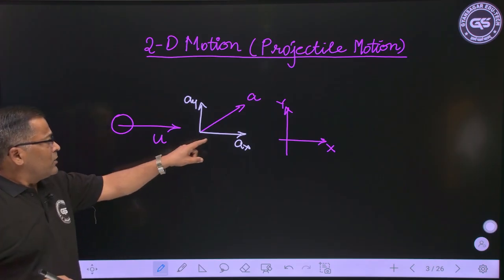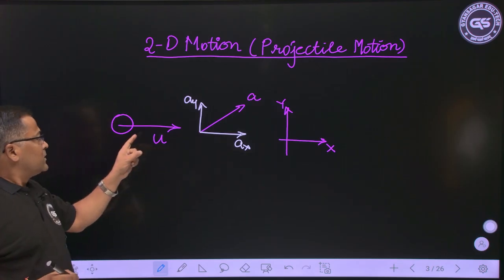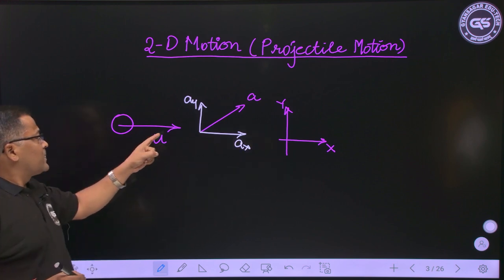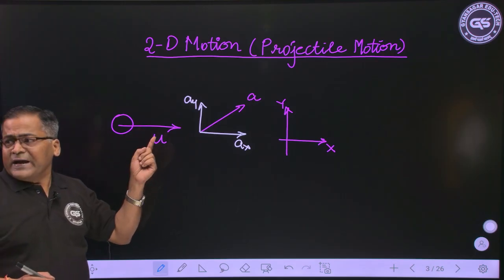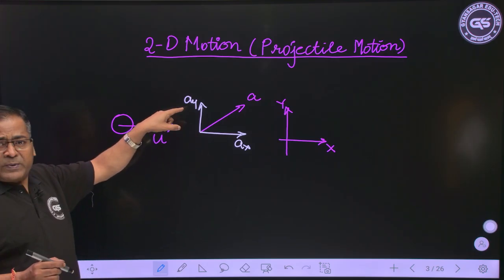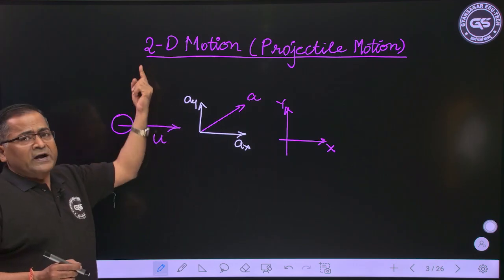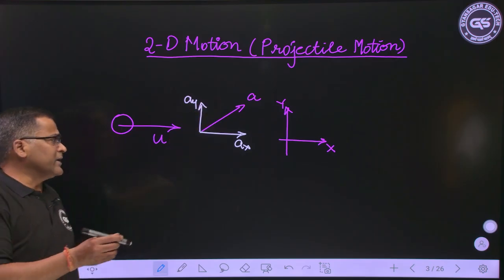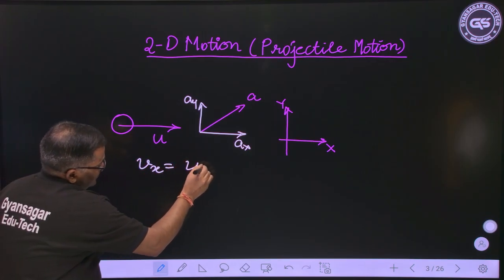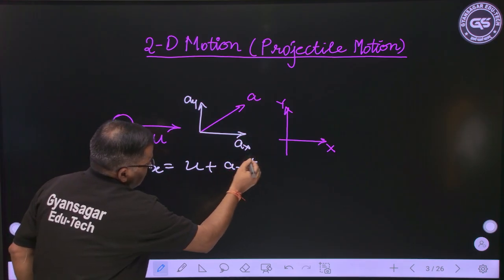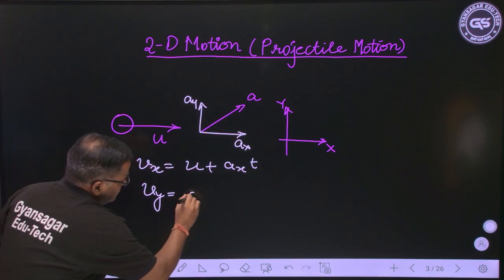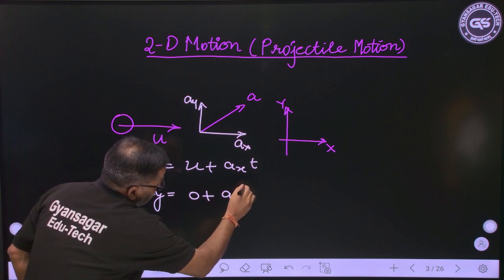So now because of this component ax, its velocity in x direction will change. Its initial velocity in y direction is 0, but when this acceleration plays some role, it will increase its velocity in y direction also. So let us see what is the effect here. Vx equal to u plus ax into t and Vy equal to 0 plus ay into t.